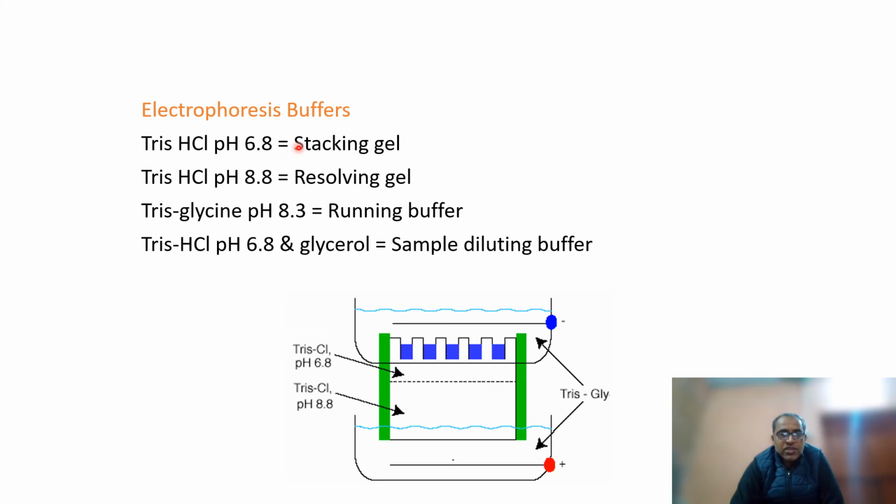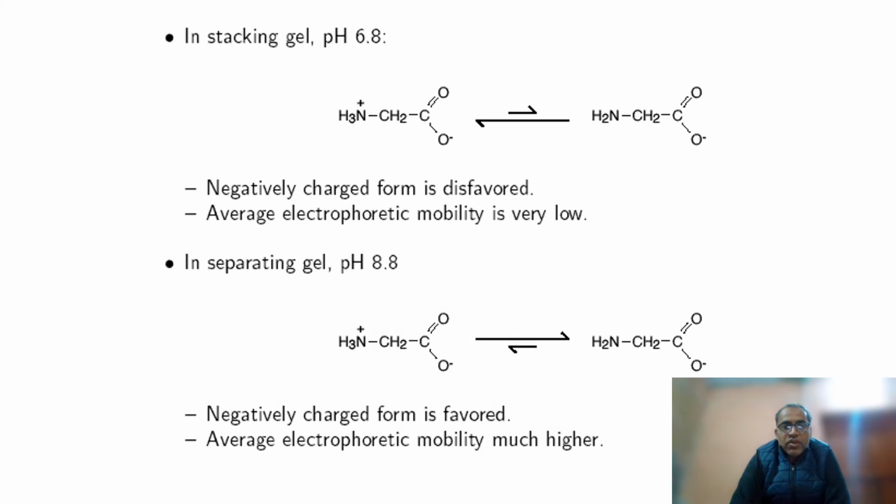Here, the Tris-HCl pH in the stacking gel is 6.8, while the Tris-HCl pH in the resolving gel is 8.8. In the glycine running buffer, the pH is 8.3, while Tris-HCl pH 6.8 is the sample dilution buffer.